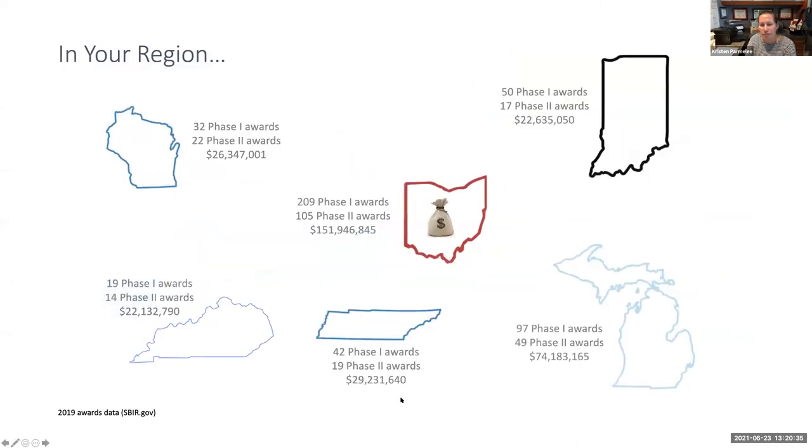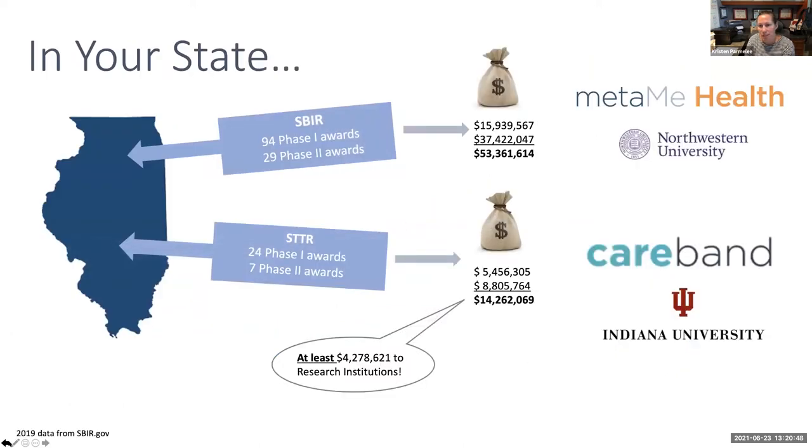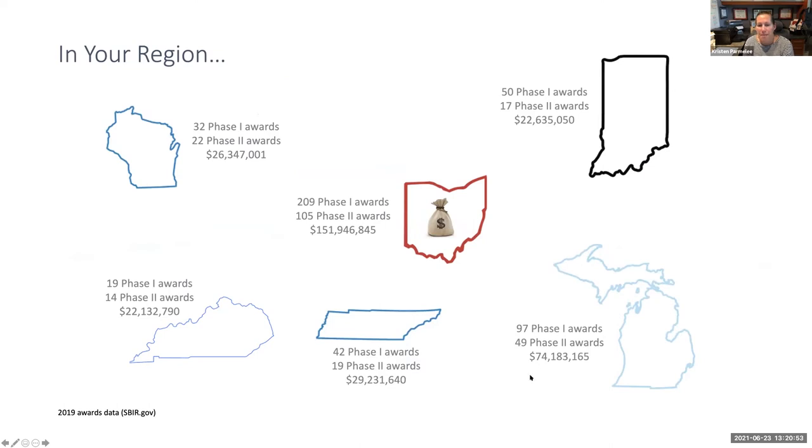Here's a look at the region. So you can see who the big winner is, right? I live in Indiana, so I'm over here with $22 million, which pales in comparison to your $53 million. The real winner right here is Ohio. And if we were all together, I would ask you to shout out reasons why you think Ohio leads the region. But since we're virtual, I'll just go ahead and spoil it for you.